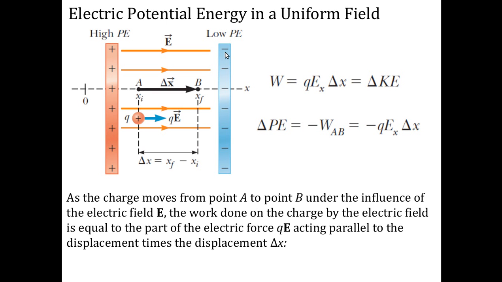So if we have two oppositely charged plates sufficiently close to one another, we have a uniform electric field, right? So this electric field is constant. It's not like kq over r squared anymore. It's uniform, it's constant, it's the same strength throughout.